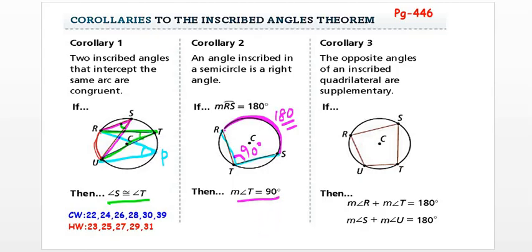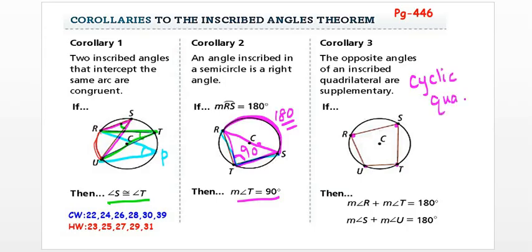Clear? Even if you draw this line over here, any angle that is standing on the half of the circle is 90 degrees. Clear? The opposite angles of an inscribed quadrilateral are supplementary. Now this quadrilateral, look at this, all its four corners are on the boundary of the circle. We also call this quadrilateral a cyclic quadrilateral.